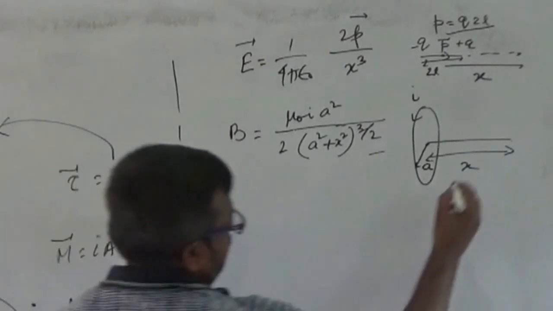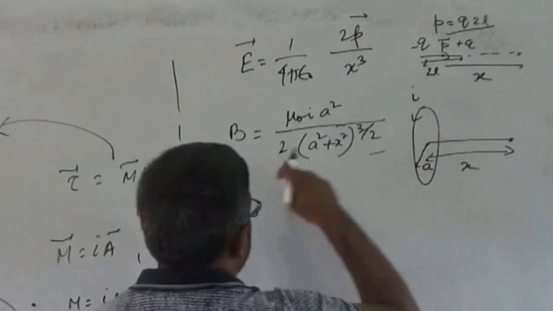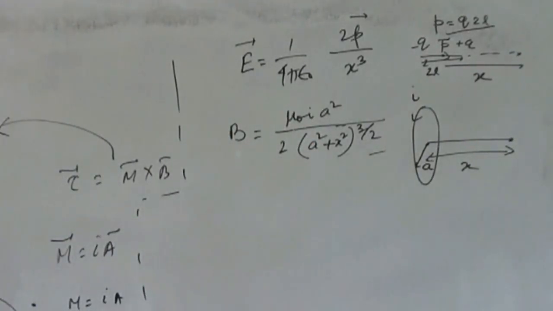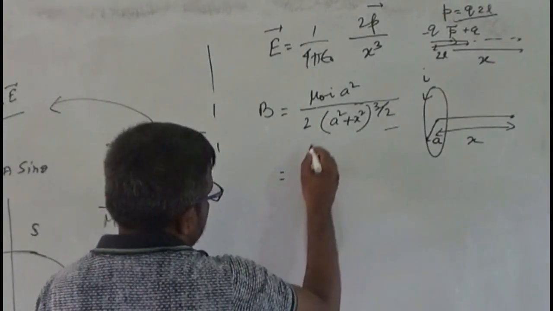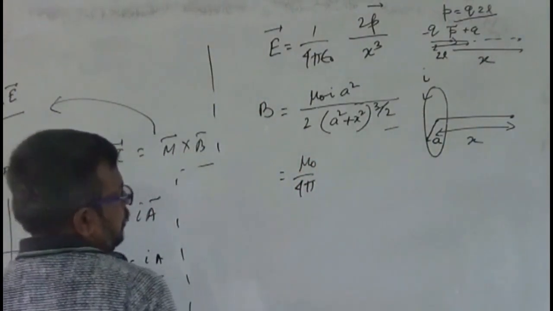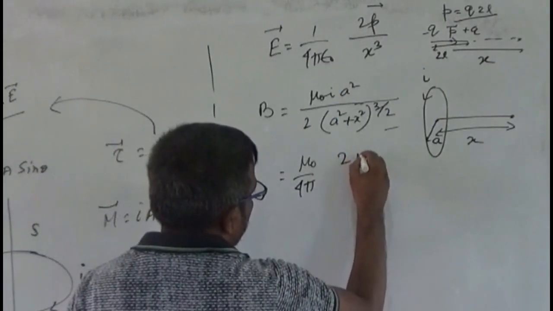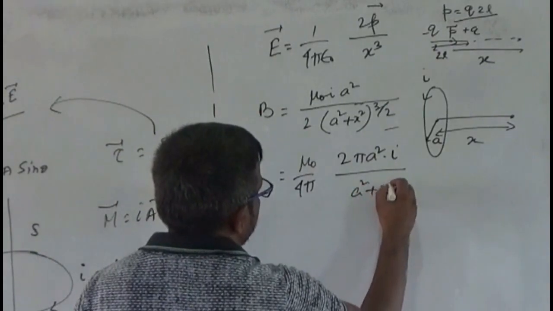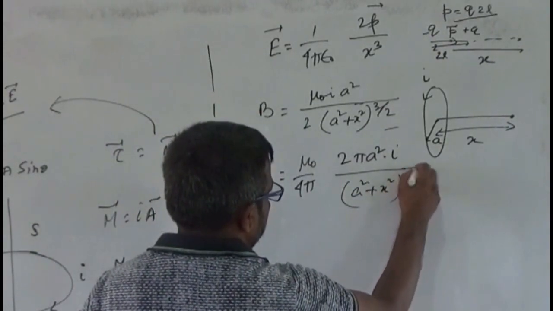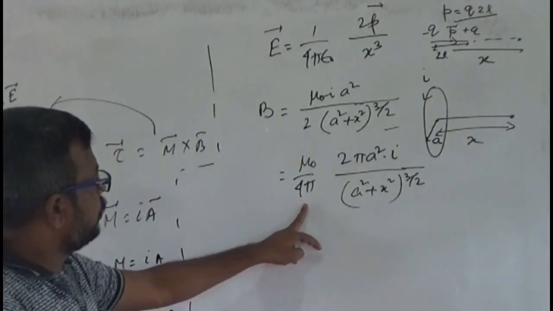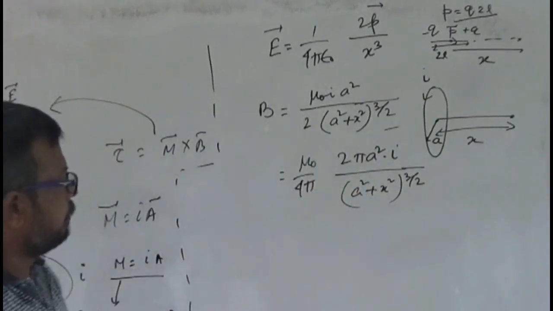The radius of the circular coil is a, and current I is flowing through the coil. Then at a distance x on the axis of the loop, magnetic field B is equal to mu naught I a square divided by 2 into a square plus x square to the power 3 by 2. Now, this can be written as mu naught by 4 pi, 2 pi a square into I divided by a square plus x square to the power 3 by 2. Is it? This 2 pi, 4 pi cancels 2 you get, and I into a square. Okay?